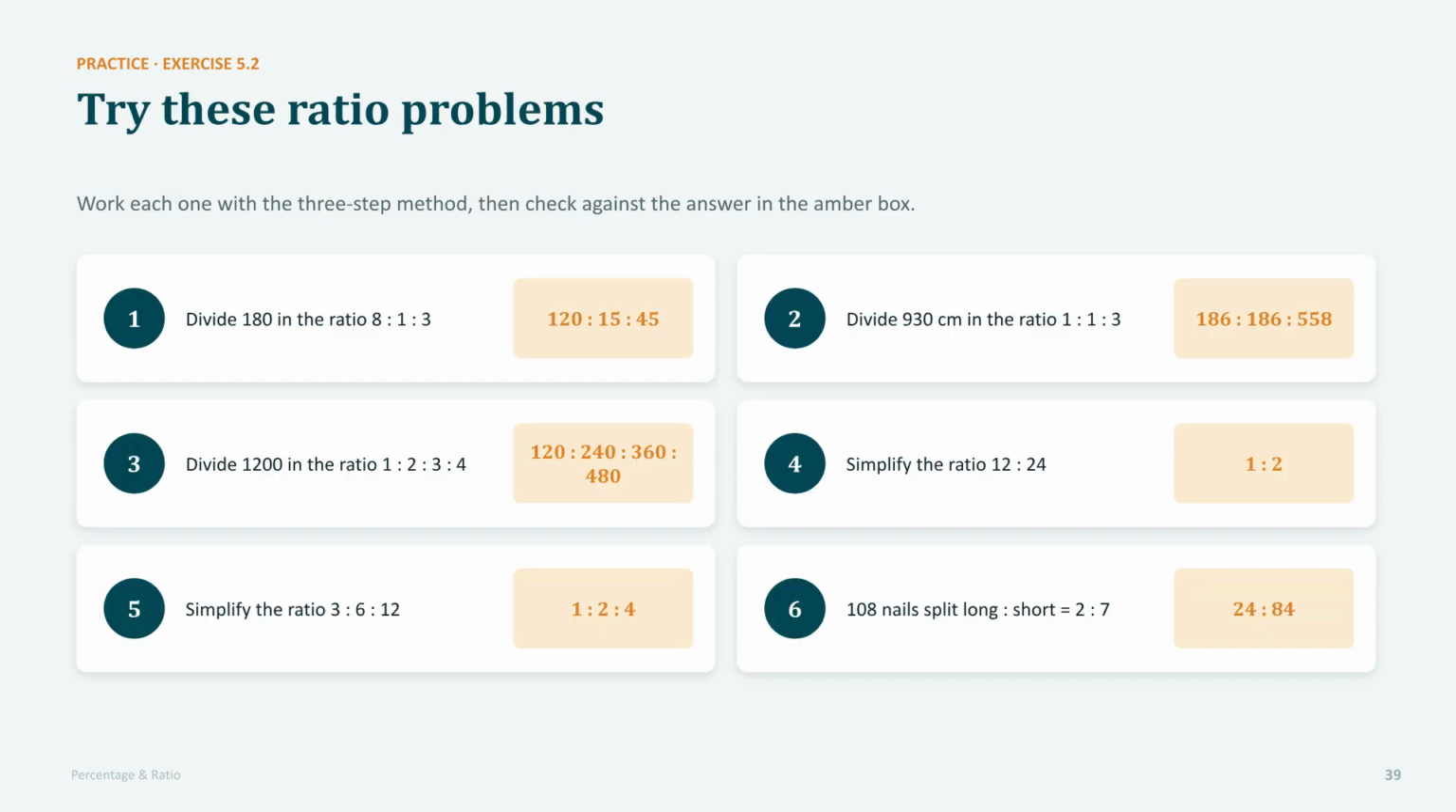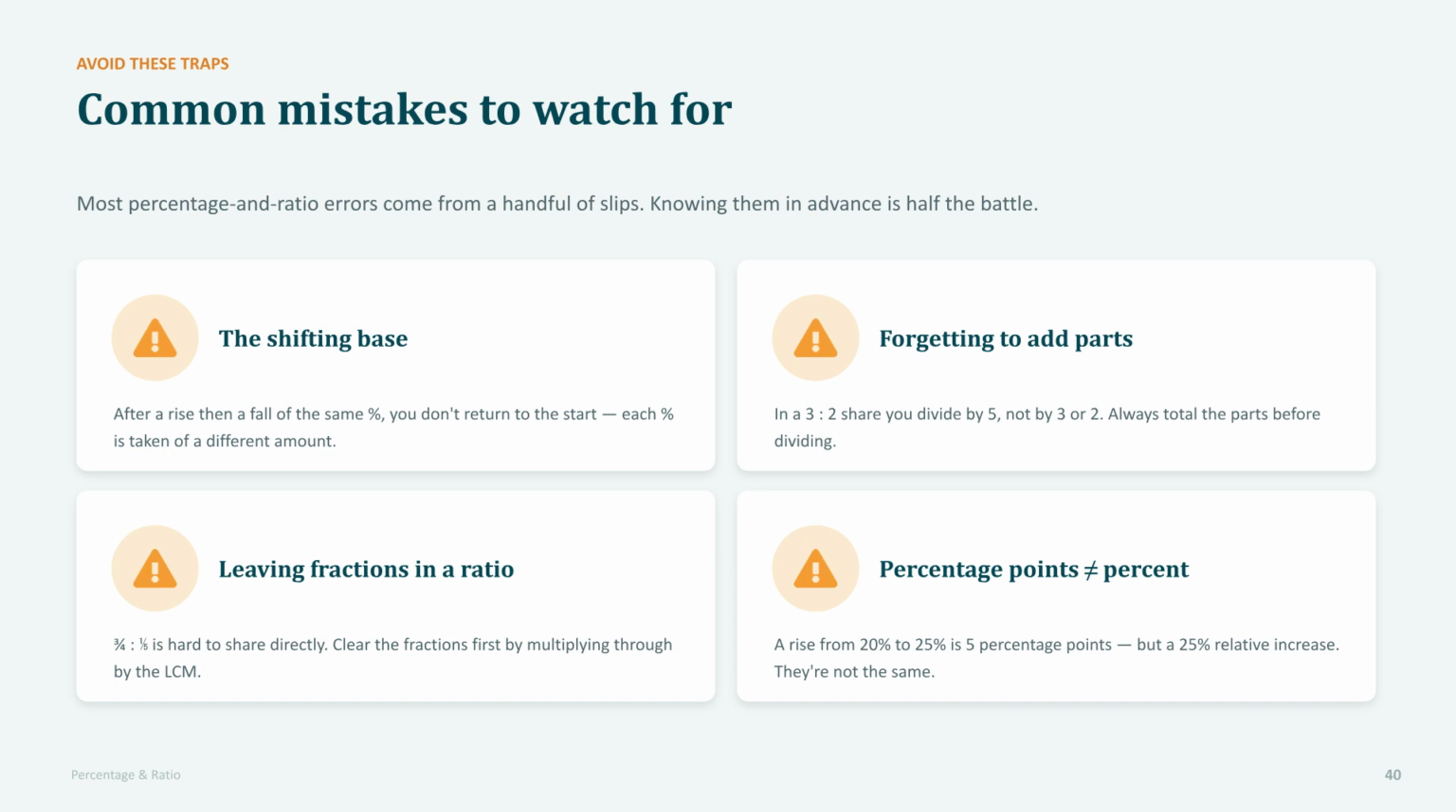It is time for more practice. Here are 6 ratio problems. Apply the 3-step method, summing parts, finding the value of one part, and multiplying through. Then check your answers against the provided solutions. Avoid common pitfalls. Remember that percentages can shift their base, and always sum all parts before dividing a ratio. Also, ensure you clear fractions before starting calculations, and distinguish carefully between percentage points and percentage change.